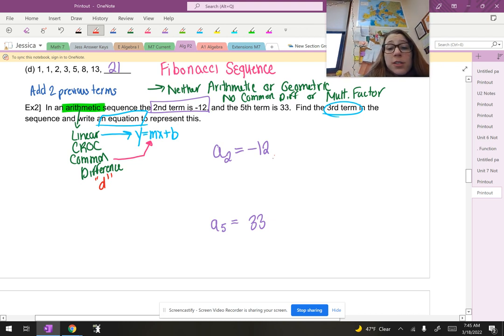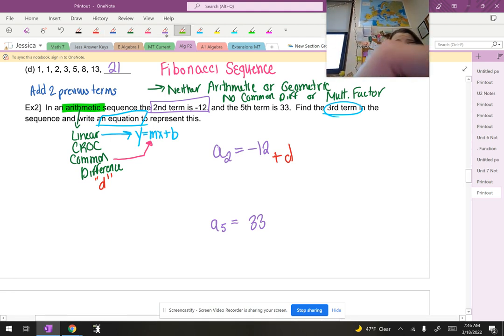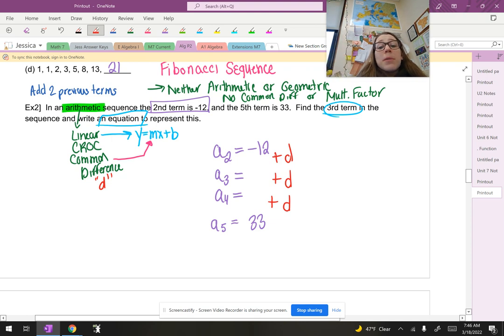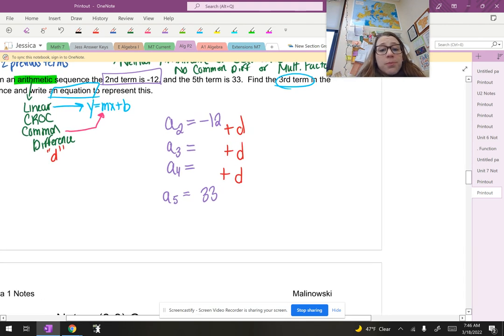So if I start with a sub 2 and I add that d because I don't know what it is, that's going to get me to a sub 3. Once I get a sub 3, I'll need to add that d again to get to a sub 4. Once I'm at a sub 4, I still need to add one more time to get to a sub 5. A big mistake that I see a lot is students will try and only add d twice here because they see that there's only 2 missing terms. But you've got to think through that process logically and realize that you need to add that d 3 times.